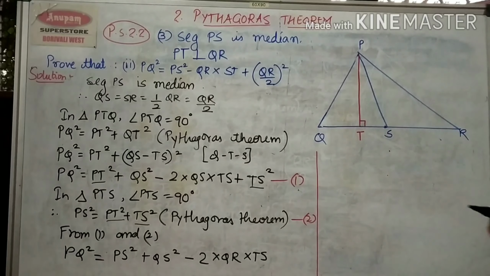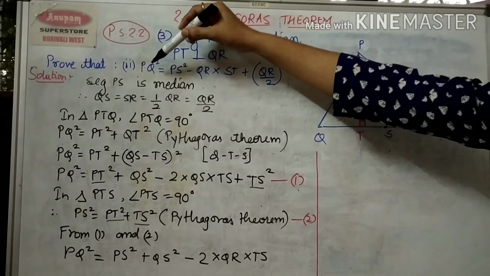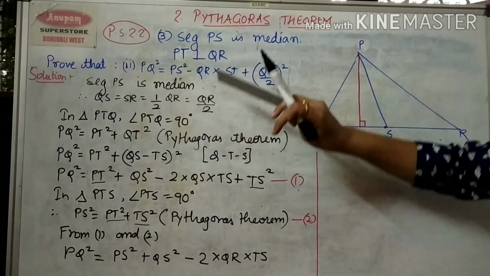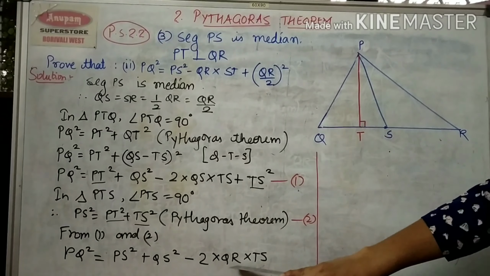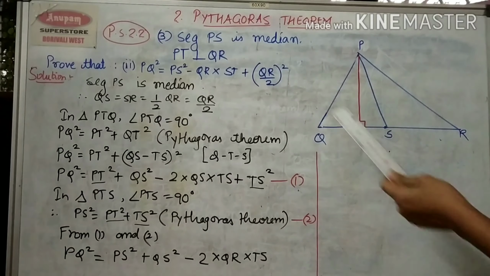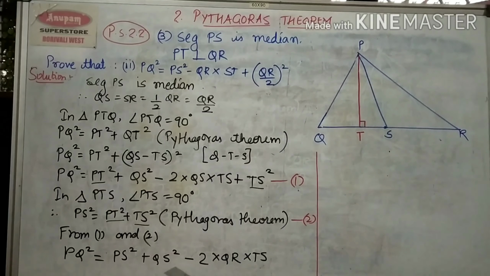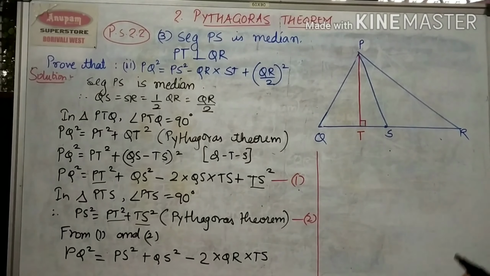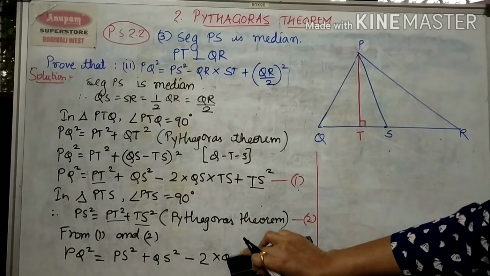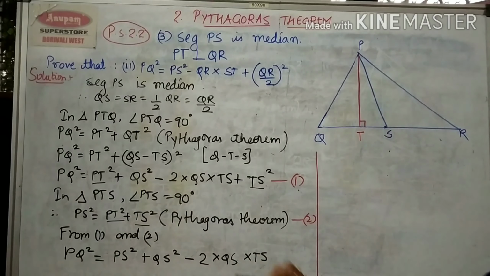Now, what else can we do? I want PQ square, which I have got. I want PS square, which I also have got. QR into ST, it's here. And what about QR upon 2? It's not there, right? So that is what we are going to solve first. I'm sorry, here I have written 2 into QS. We have to write just QS here. That is my mistake.